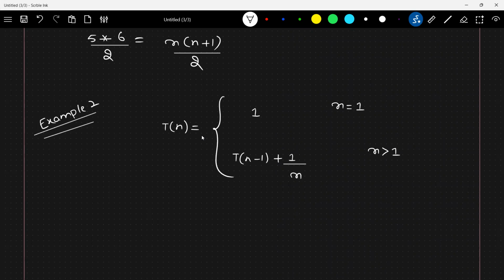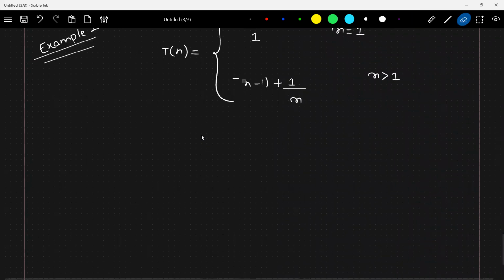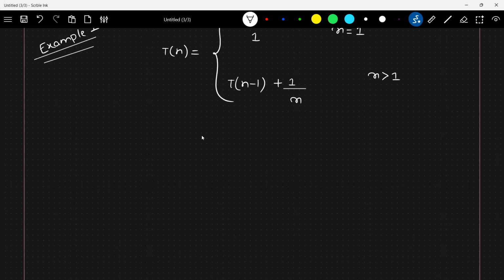Just try to solve this. Let's see who will be able to give me the correct answer. So solve this using a recurrence relation. What you need to do is that now you have this. This is the recursive term, right? This is the recursive term that we have. So you need to substitute this recursive term now. So you will have the value of T(n) as T(n-1) + 1/n.